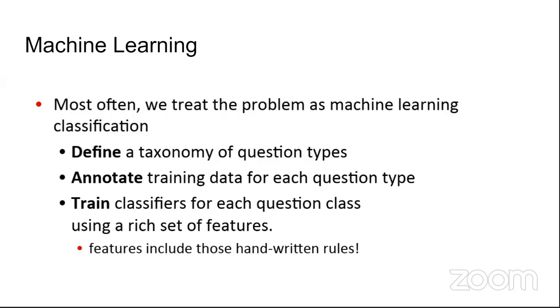So you try and classify the question, but this is always a multi-class classification. In a question answering system, I don't think there is a possibility of a binary classification. So if you look at Li and Roth's taxonomy, you'll have to basically classify them into either of those 6 classes first, and then the rest of the subclasses further. So you define a taxonomy of question types just like Li and Roth did. You annotate some training data with each question type.